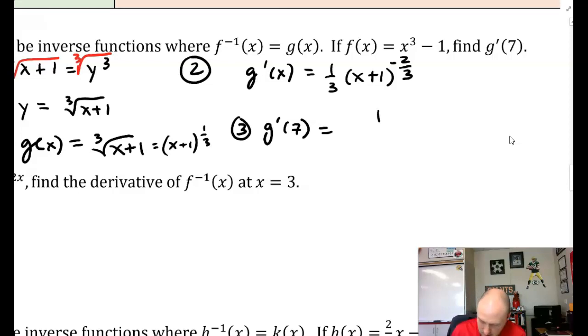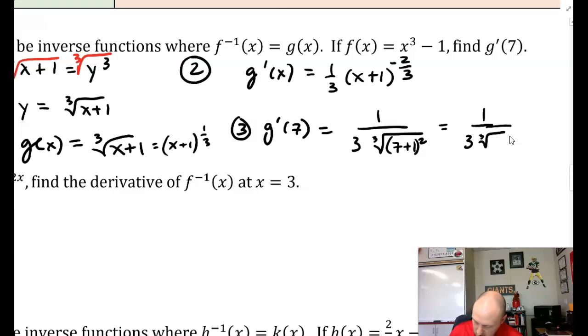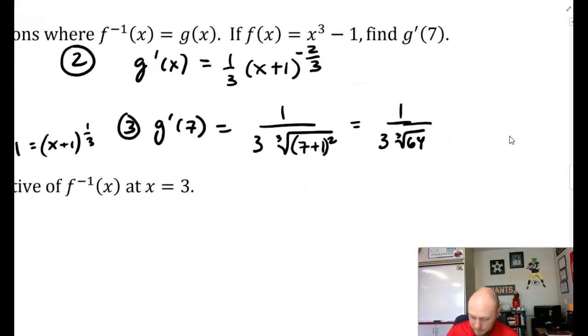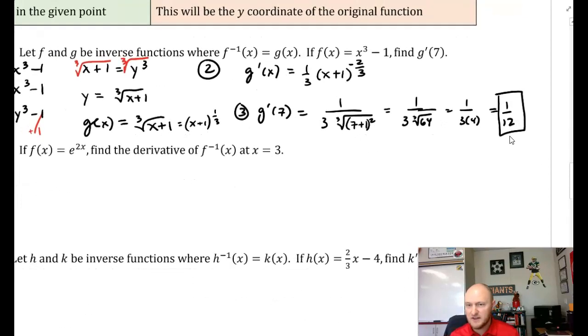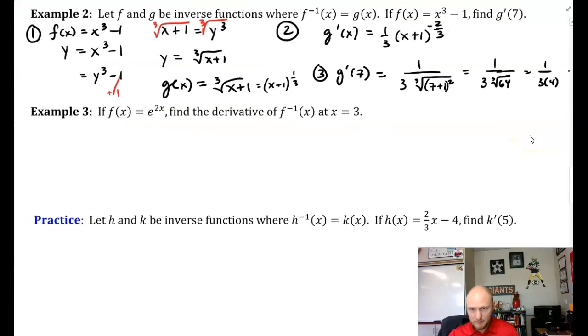G prime of 7. So this is 1/3 times the cube root of x plus 1, so 7 plus 1, and that quantity is squared. You can square the radicand or square the cube root, both are equivalent. If we compute this, it's 1/3 times the cube root of 8 squared, which is just 64, so 1 divided by 3 times 4, which is 1/12. And there is our derivative. Not super elegant, kind of old school, find the inverse and then find that derivative, but it works. Example 3.